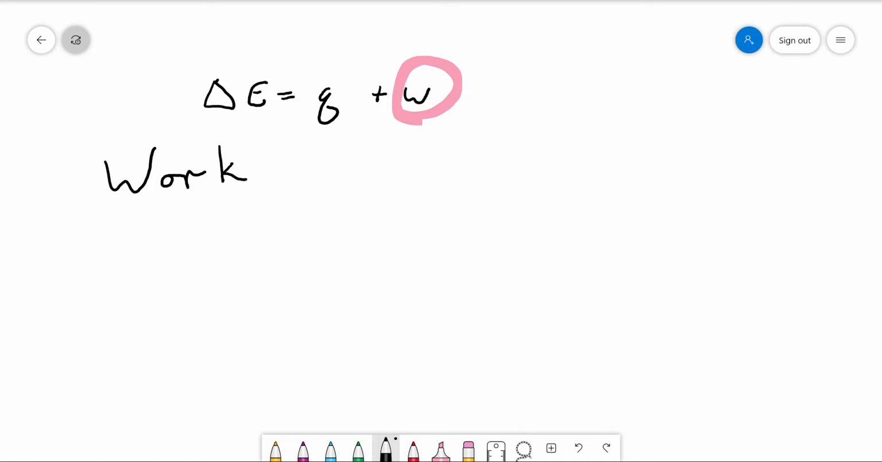Okay, I don't know if you remember me telling you this. Hopefully you do. Delta E is equal to Q plus W. The last couple of videos, we dealt with the heat aspect of it. So now we're going to deal with work. And remember that work, and specifically this is pressure volume.